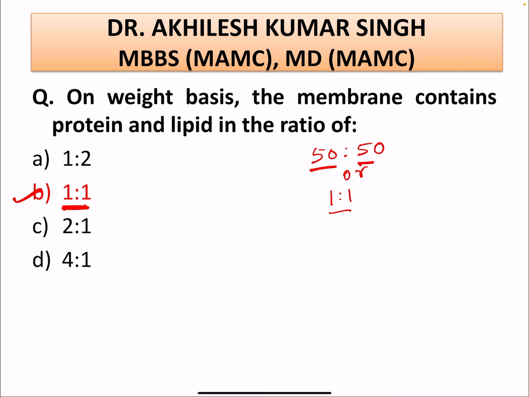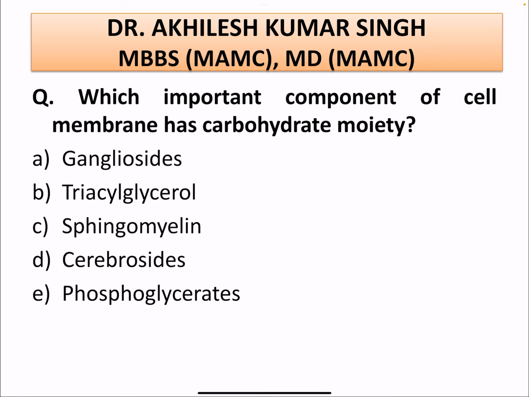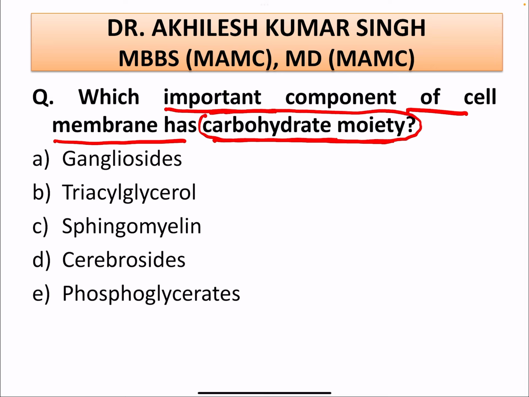Now let us look at another question here. Which important component of the cell membrane has a carbohydrate moiety? Carbohydrate moiety means the structures present in the cell membrane which have the carbohydrate compound. The options you can see here: the gangliosides, triacylglycerol, sphingomyelin, cerebrosides and phosphoglycerates. So you can see there are 5 options. Five-option questions are usually asked in the PGI exam, and they may have more than one correct answer.